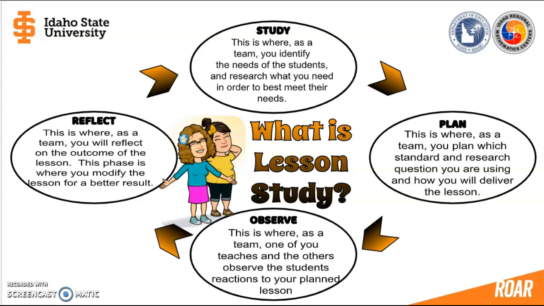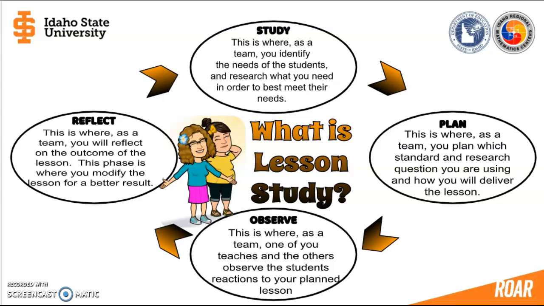The next step is the observation. And here you observe what happens with the students when they're taught the lesson. So one instructor teaches the students and the other teachers observe what the students are doing and see if they react to the lesson the way that you had planned.